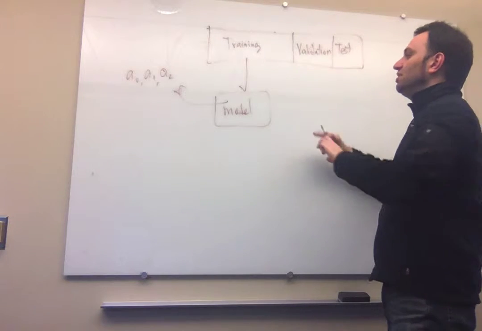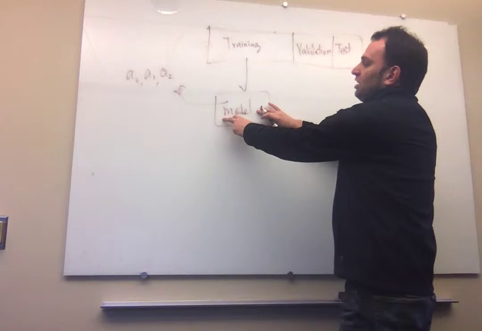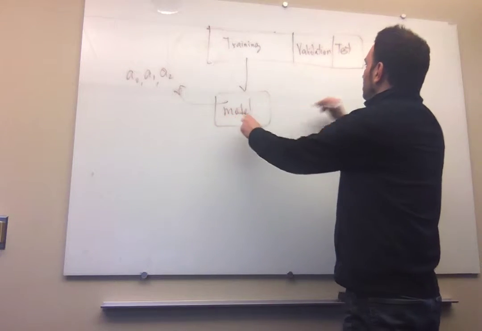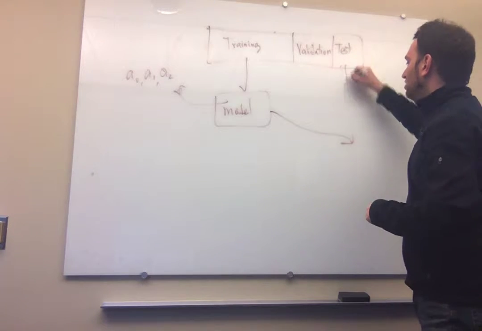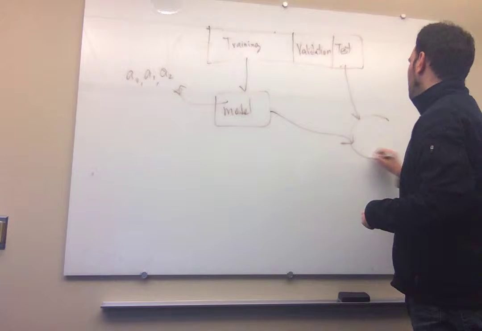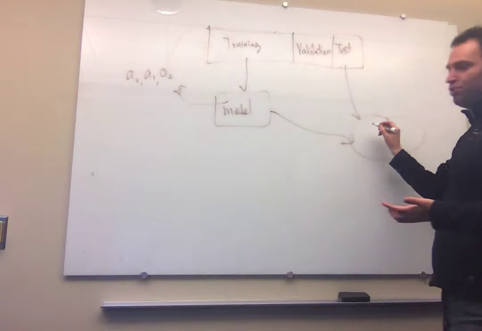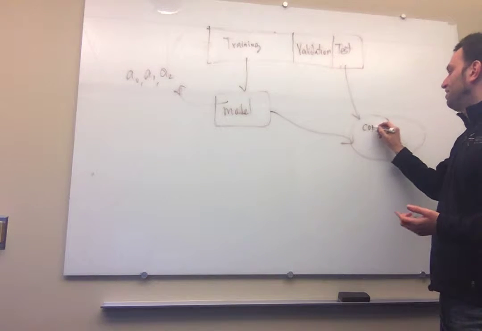Okay. Now, once you have the model, if you think you're done, you would just take the test set and you would test the model on that. So this is where you would get the performance. For example, you would get the correct classification rate here.